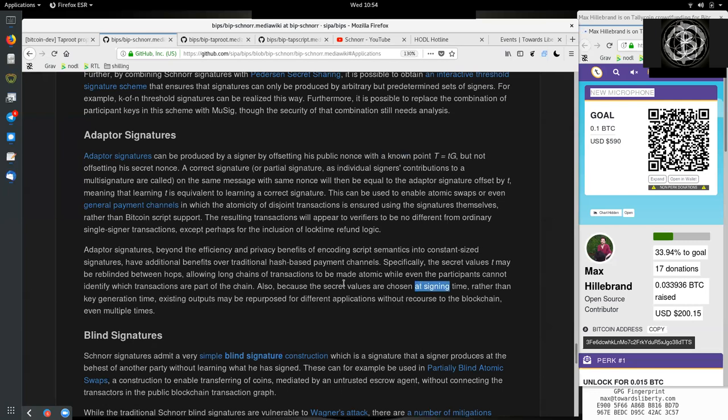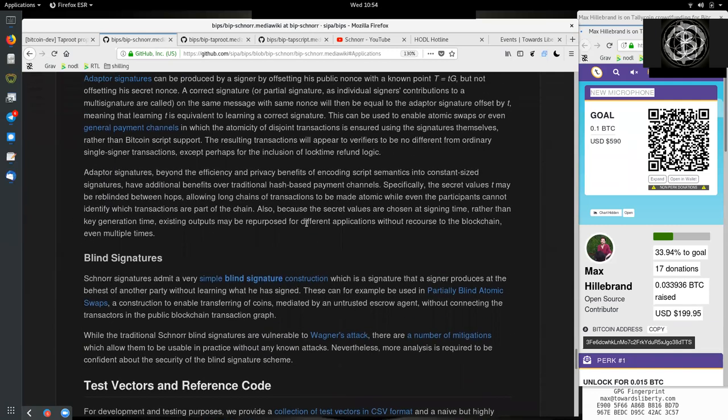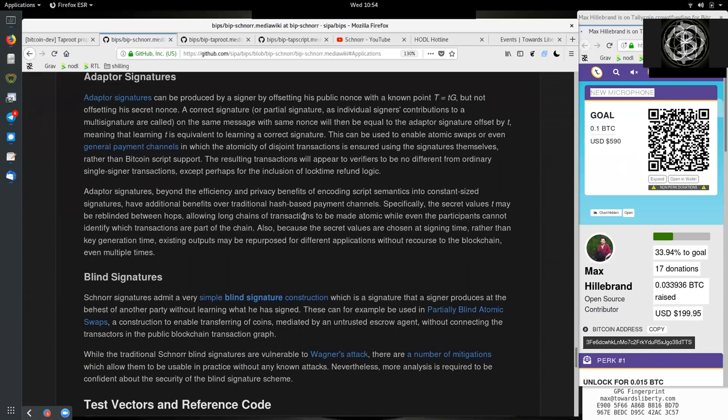And you choose this secret value, the lowercase t, at signing time rather than at key generation and opening time, right? So these existing outputs may be repurposed for different applications without recourse to the blockchain, even multiple times. So you can use the same secrets, the same outputs for different smart contract applications, which is, again, quite a great improvement.